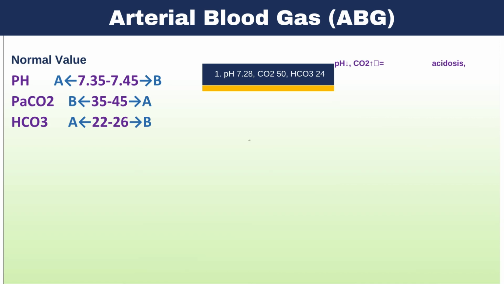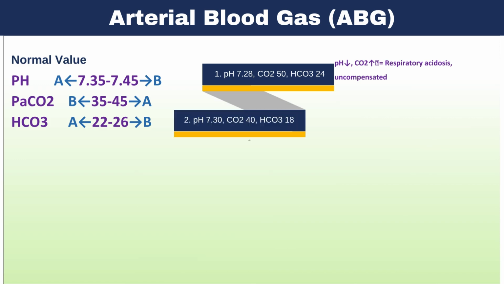If it was, the bicarbonate would be abnormal or alkaline. It is an attempt to increase the pH to normal range. That means in this case it is uncompensated respiratory acidosis. Second problem. pH is 7.30, carbon dioxide is 40. Bicarbonate is 18. In this case, bicarbonate is decreased and pH also is decreased.